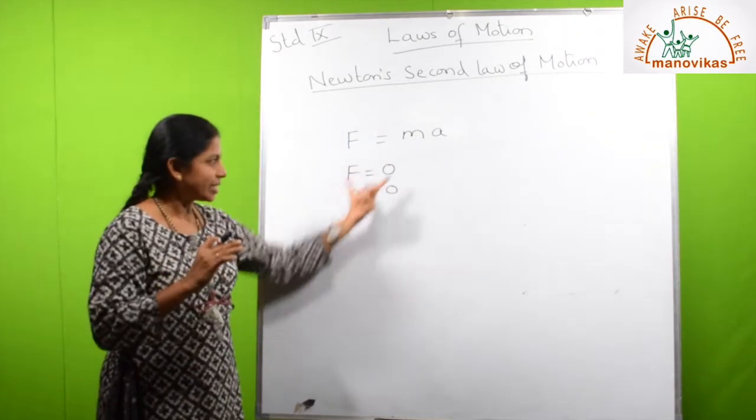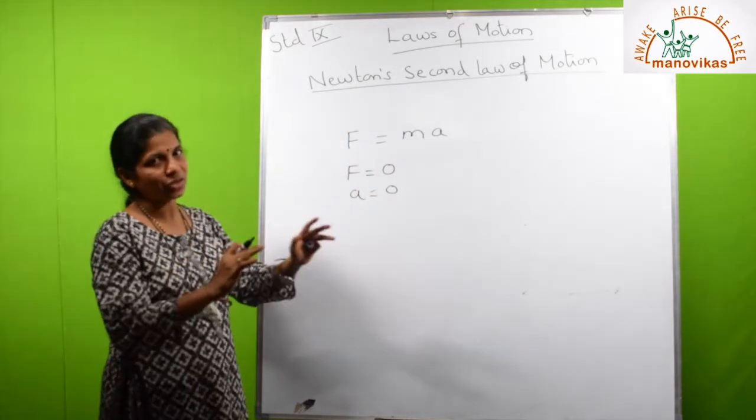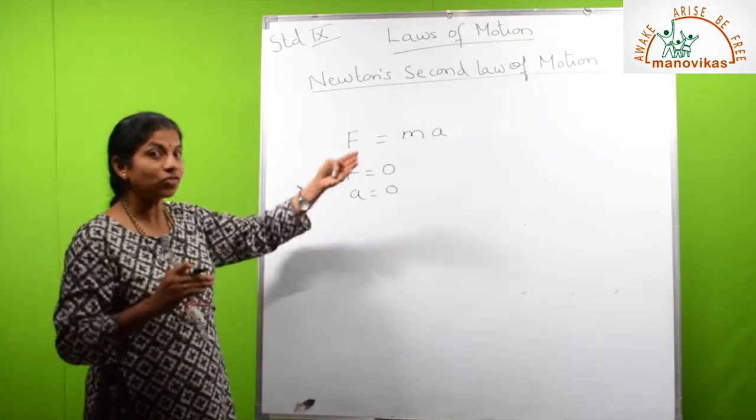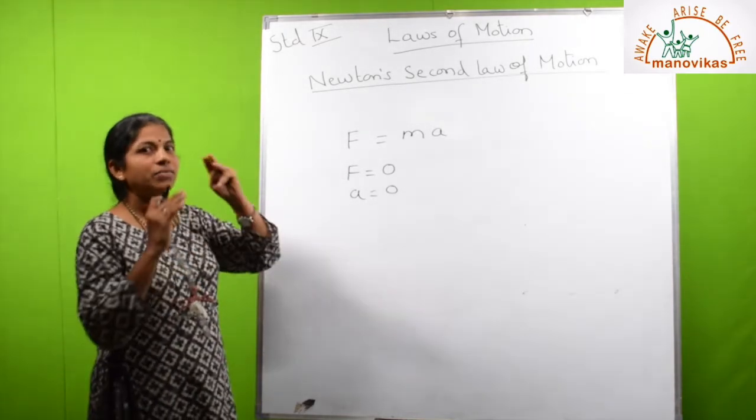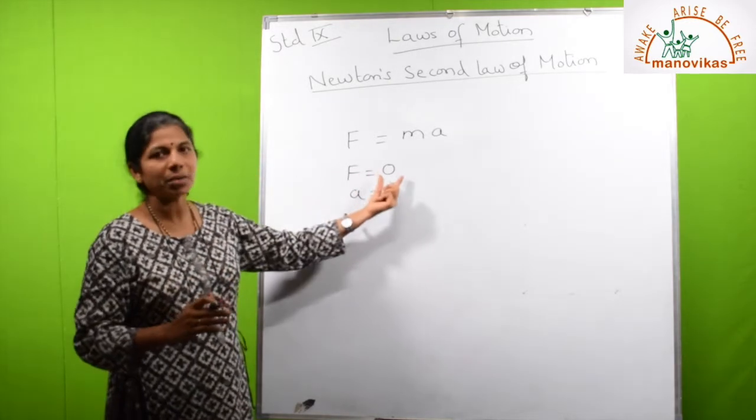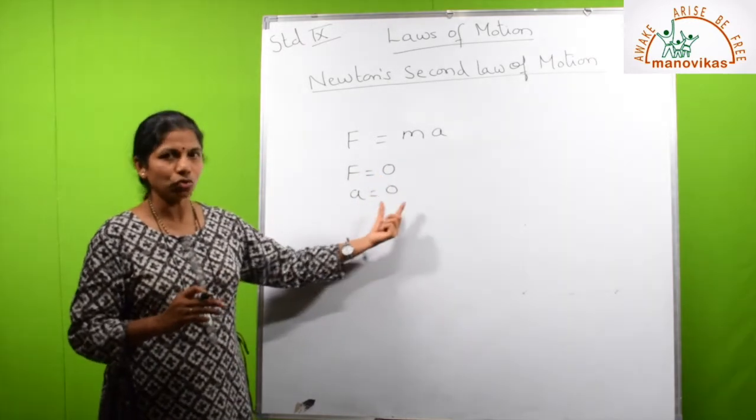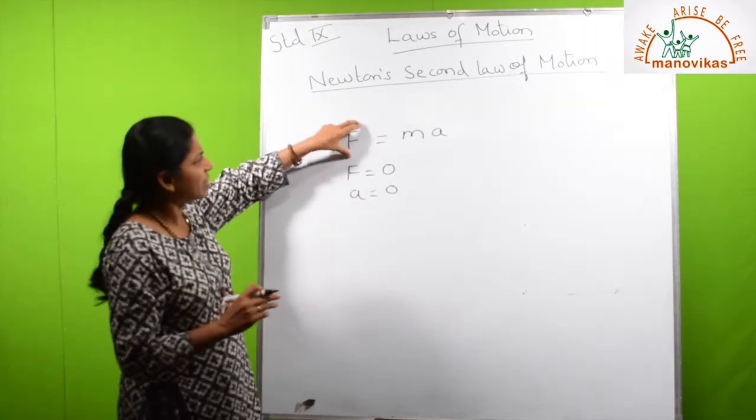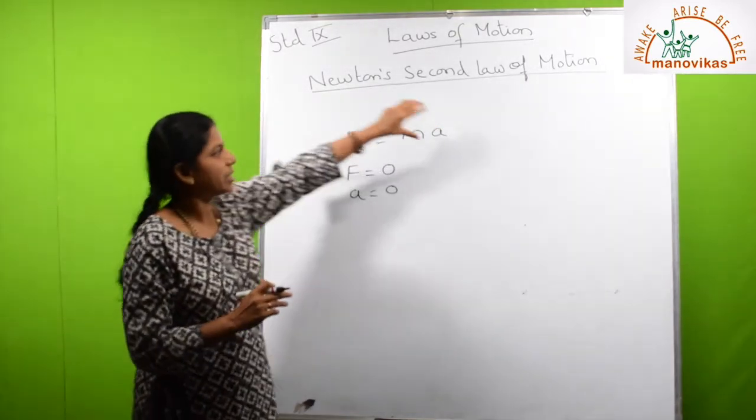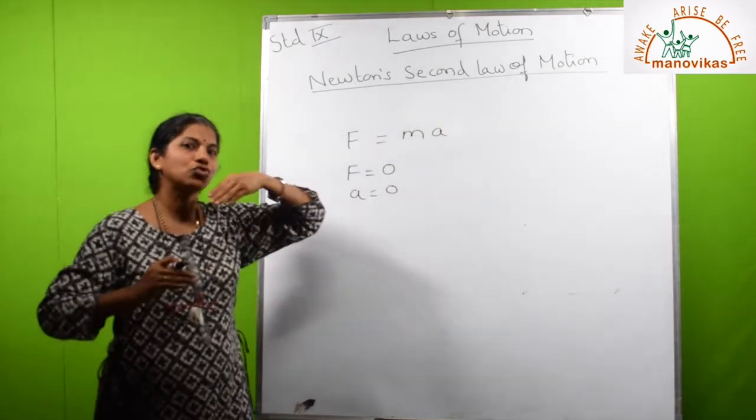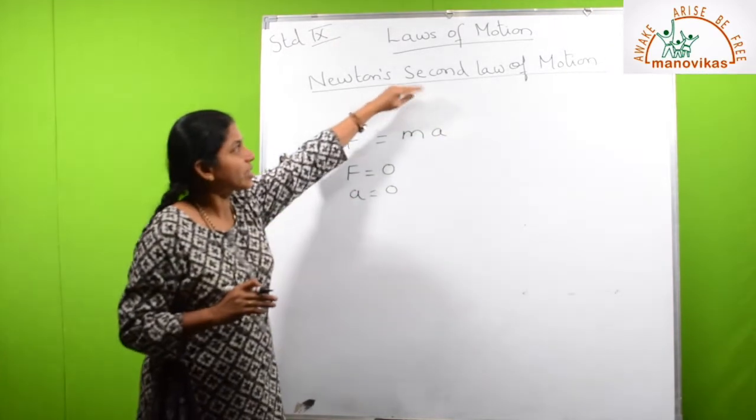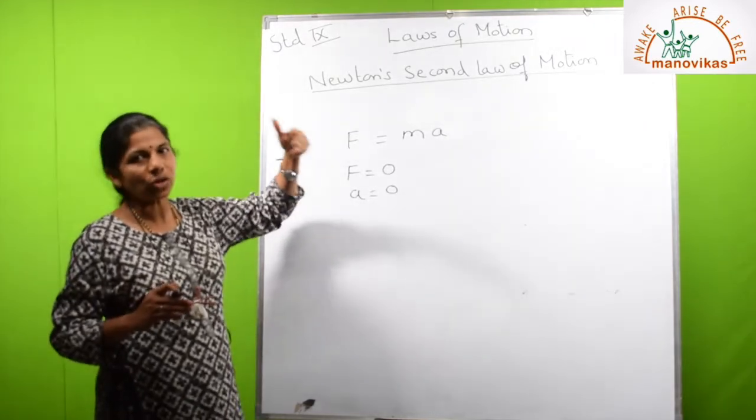Now this condition applies when the object is stationary. That means the object is not moving. So you are getting the first law of motion, which states that when an object is at rest, it remains at rest. At rest, there is no force applied, so there is no acceleration produced. If there is some force applied, there is acceleration, so an object continues to move. So both the criteria are being fulfilled. So from the second law, you can get the first law of motion.